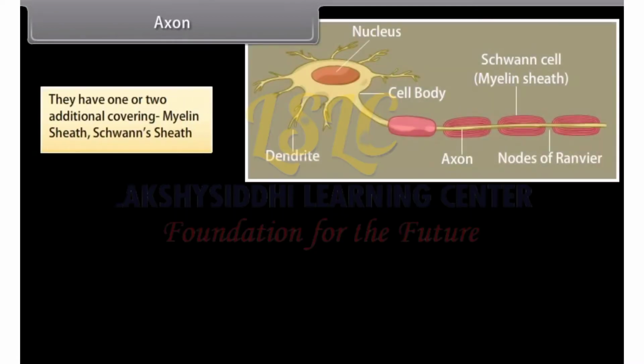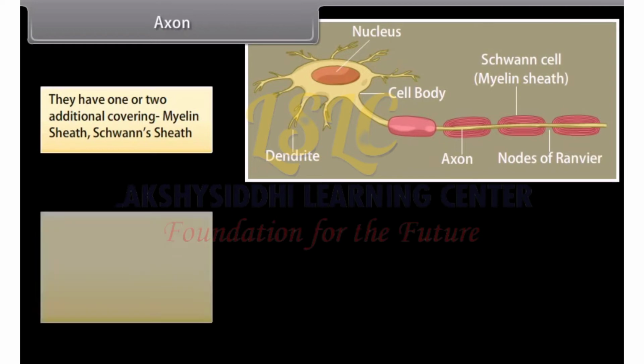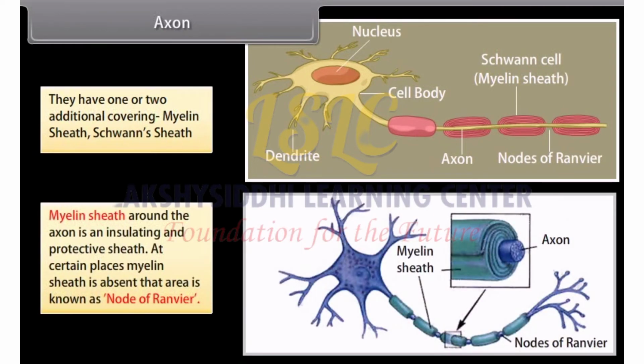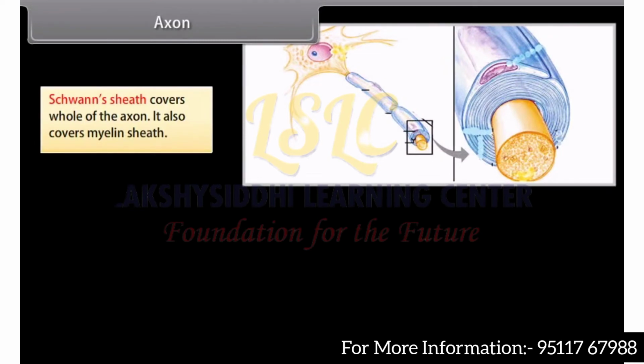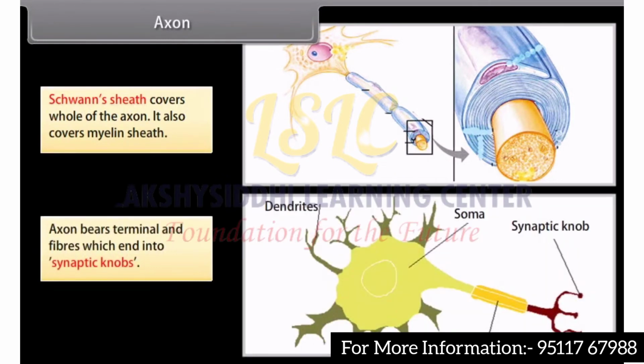They have one or two additional coverings: myelin sheath and Schwann sheath. Myelin sheath around the axon is an insulating and protective sheath. At certain places, myelin sheath is absent, and that area is known as node of Ranvier. A Schwann sheath covers the whole of the axon. It also covers the myelin sheath. Axon bears terminal fibers which end into synaptic knobs.